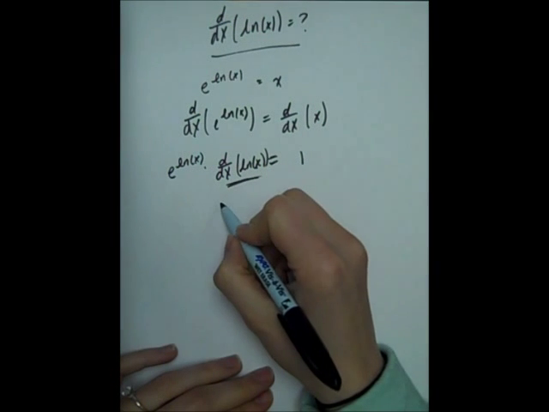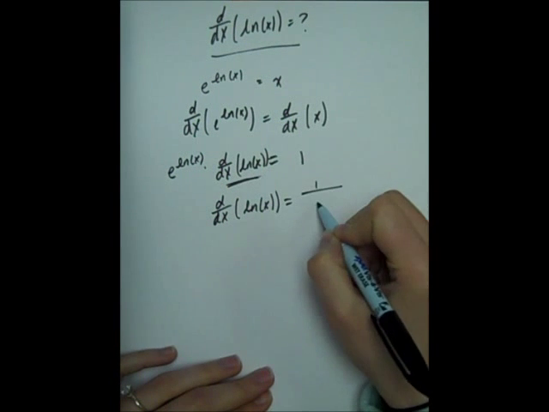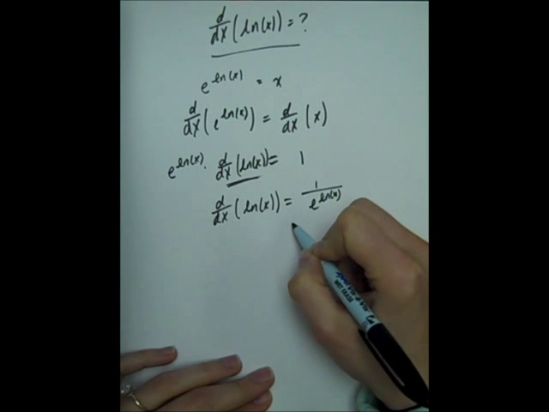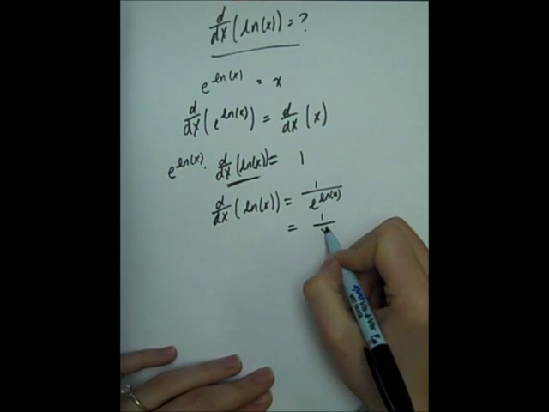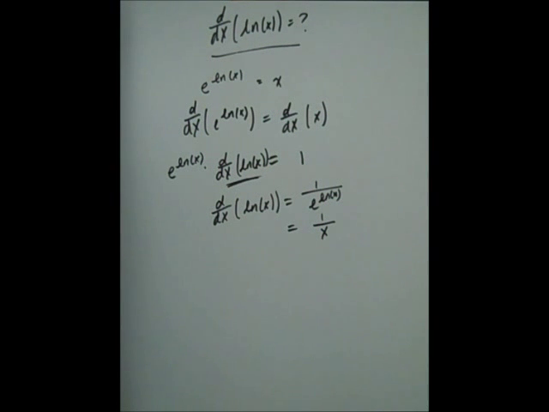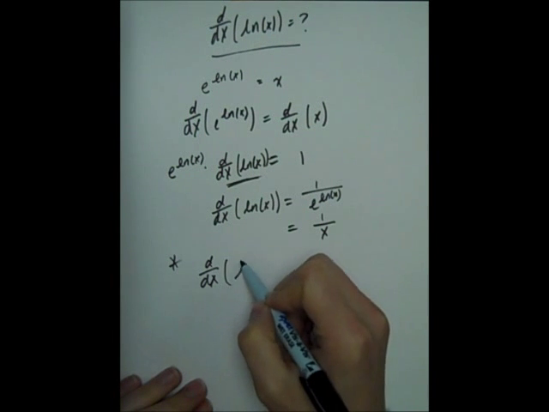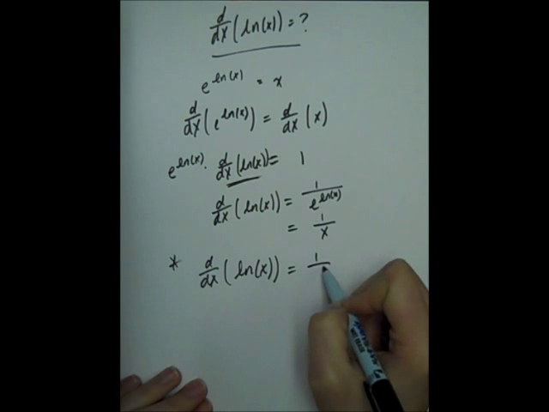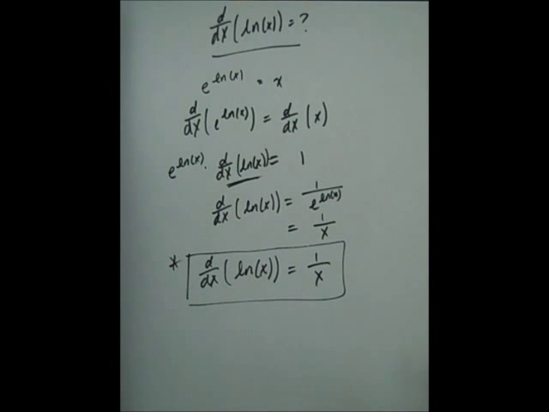So I'm going to divide both sides. So I'll get the derivative of natural log of x is 1 divided by e to the natural log of x. And what was e to the natural log of x? That was just x. So this is the big takeaway from all of this, is that the derivative of the natural log of x is 1 over x. So that's the derivative rule for logarithms, for natural log for right now: the derivative of the natural log is 1 over x.